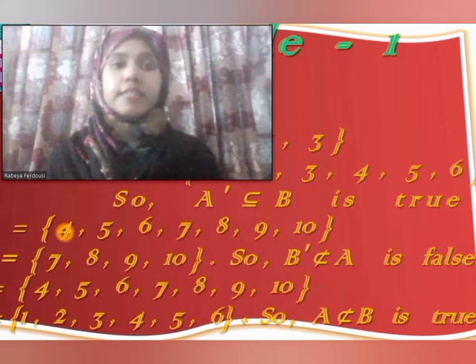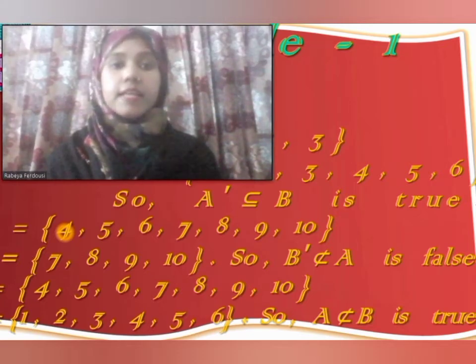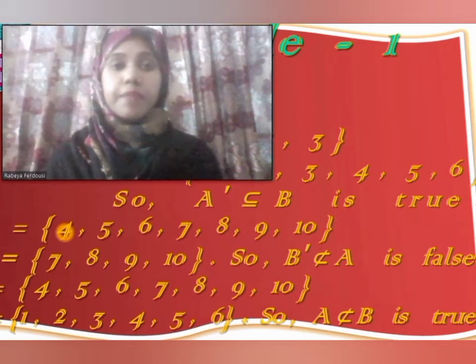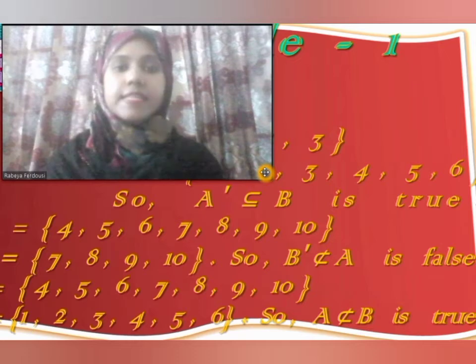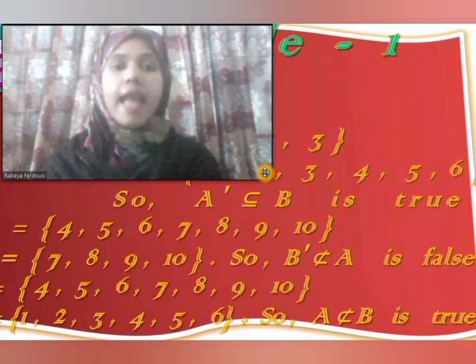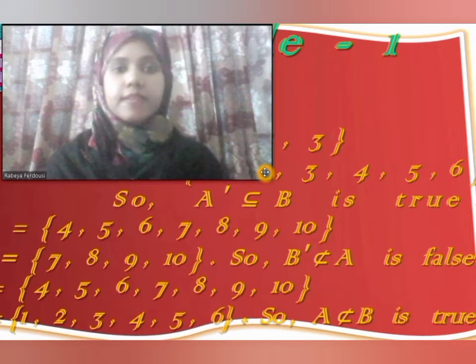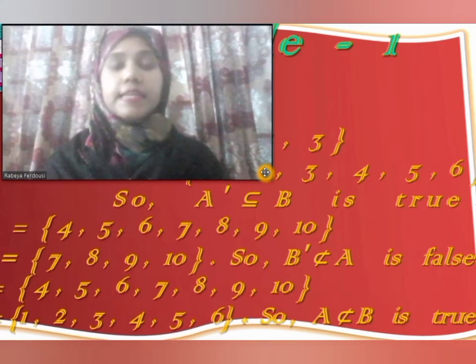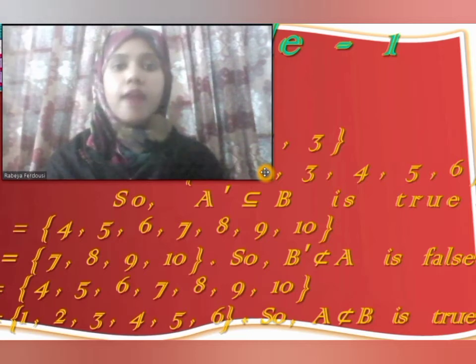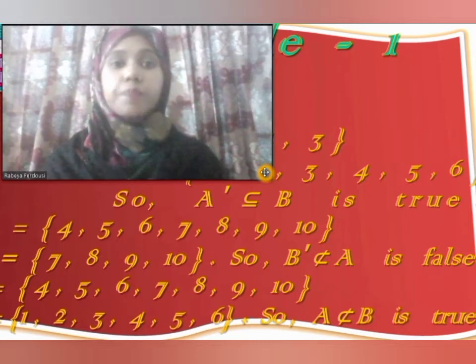After that, the statement is A is not a subset of set B. According to our question, we know that set A has the elements 4, 5, 6, 7, 8, 9, 10 and set B has the elements 1, 2, 3, 4, 5, 6. If we notice carefully the elements of set A and B, we can see 3 elements are present in set A which are actually absent in set B.